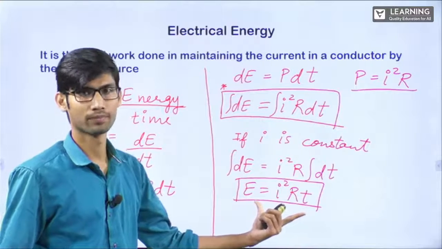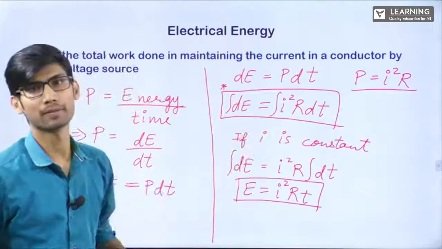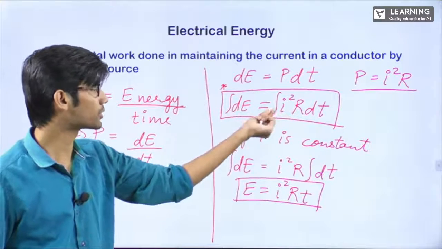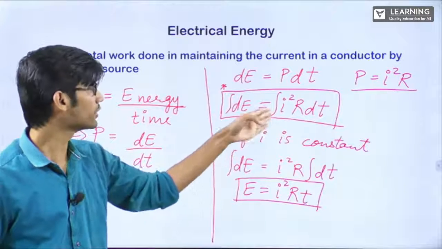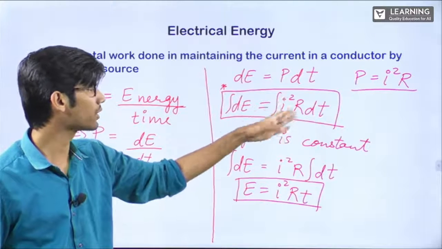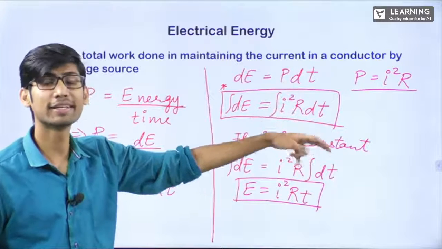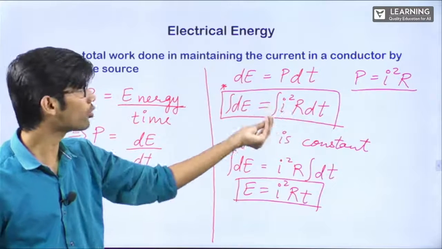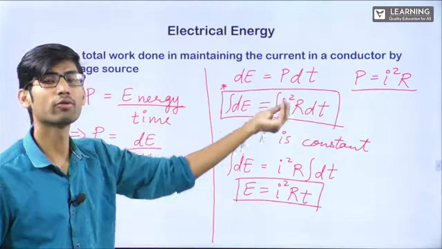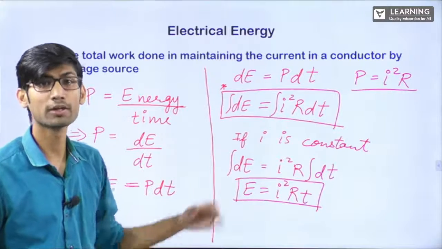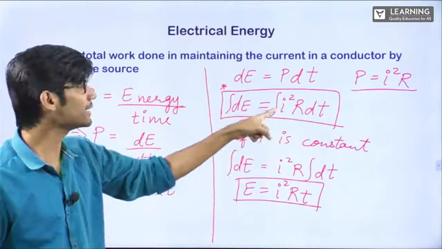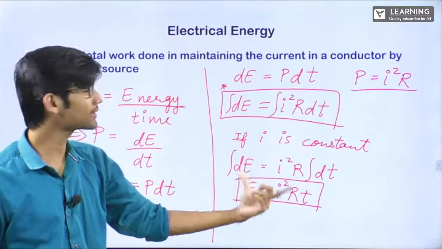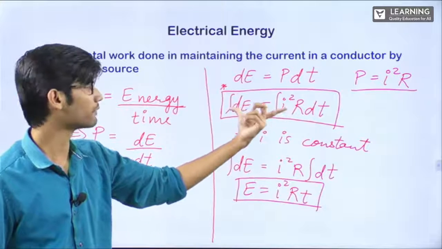Now if I is not constant, if I is dependent on time, let's say I is equal to 2t. So we'll put 2t here, that will become 4t square, then t square dt. Integration of t square dt will be t cube by 3, correct? So that will be 4 R t cube by 3. The formula will change completely. So if I is dependent on t, then this formula will not be correct. That's the reason if you are preparing for competition, remember this one.